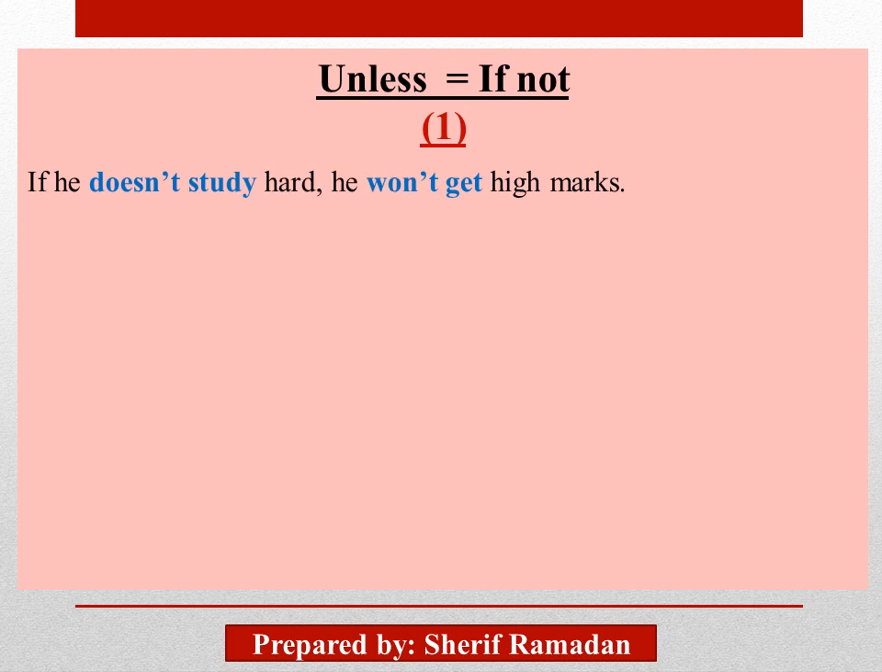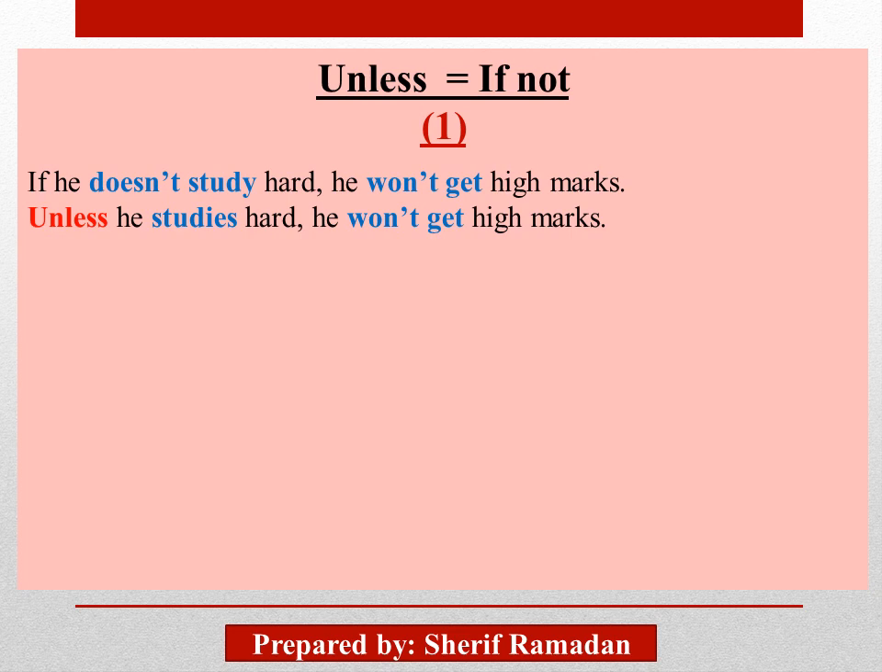For conditional 1, if he doesn't study hard, he won't get high marks. Now we replace if with unless. Also, we replace the negative form in the if clause with an affirmative form. So doesn't study will become studies. Unless he studies hard, he won't get high marks.